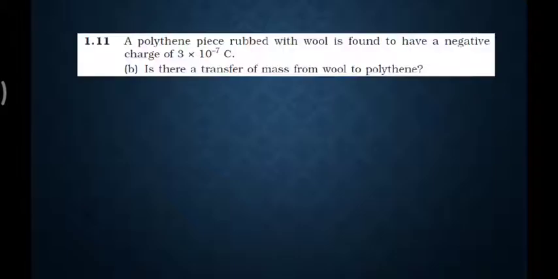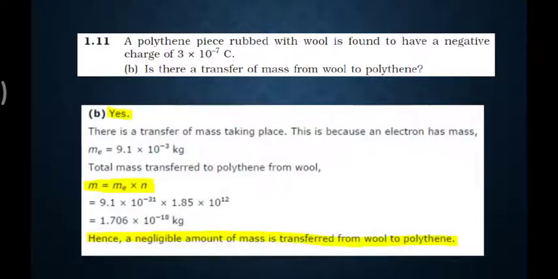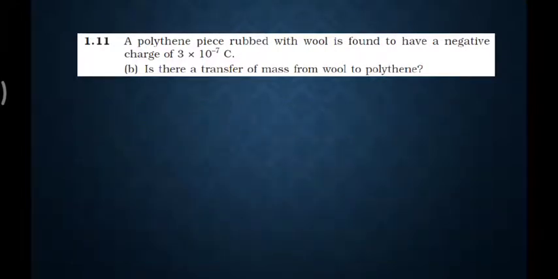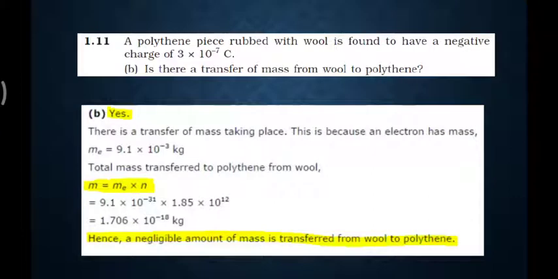Okay, suppose you have some 10 to the power 12 number of electrons, and one electron has this much mass. If you multiply the 10 to the power 12 electrons with this one electron mass, then the total mass that can transfer from the wool to polythene is 1.706 into 10 to the power minus 18 kg, and that is very negligible.